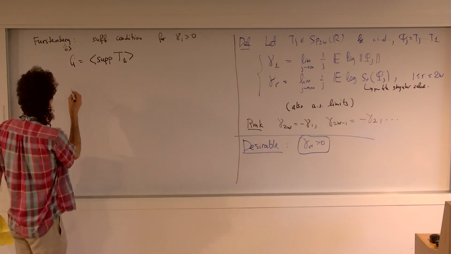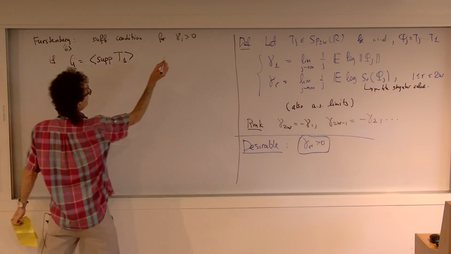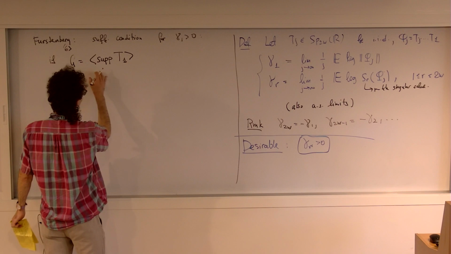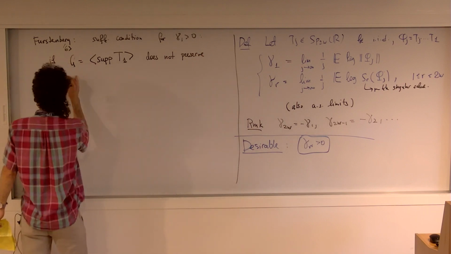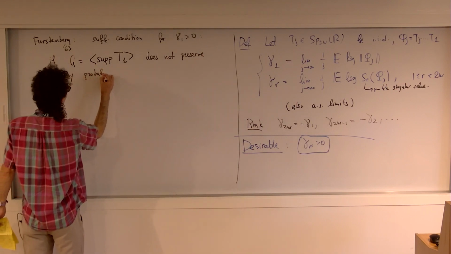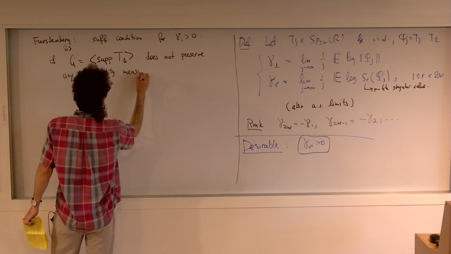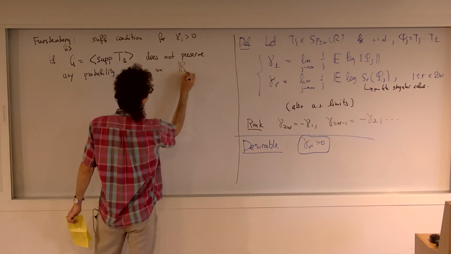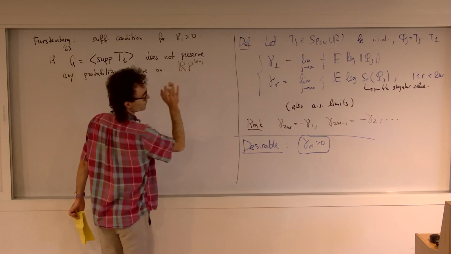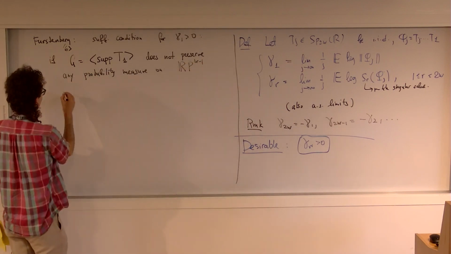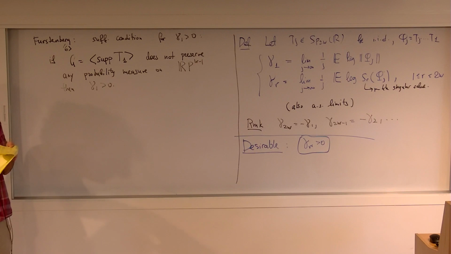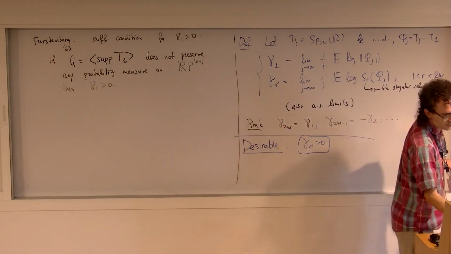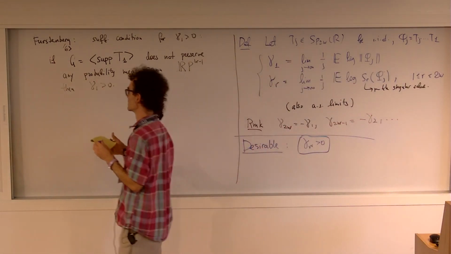And the theorem is that if this group does not preserve any probability measure on, let's say, the projective space, you can think of the sphere if you like, then the top Lyapunov exponent is positive. This doesn't look very explicit, but in fact it's explicit. One can check, it's easy to verify.